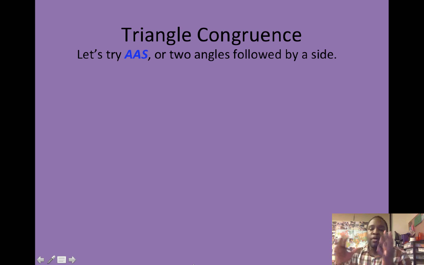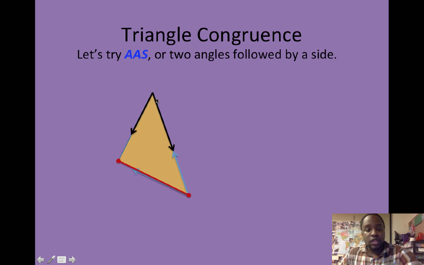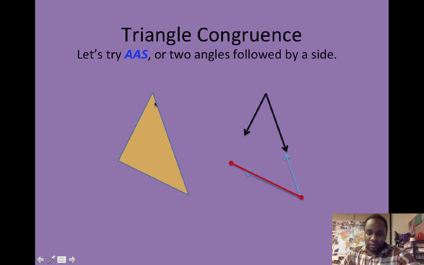Let's try AAS. So remember, the purple slides are Mr. Erlin's slides, who graciously gave them to me to use for this video for this year of 2015, November of 2015. And so let's try AAS, or 2 angles followed by a side. So that means that side is not in between these 2 angles. So here is our standard triangle, and we have an angle, and then a side that is not in between these 2 angles, okay?